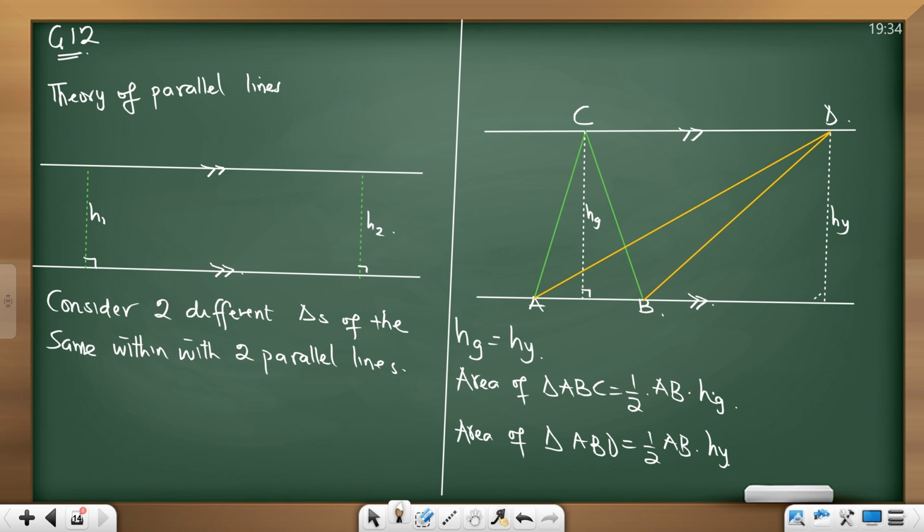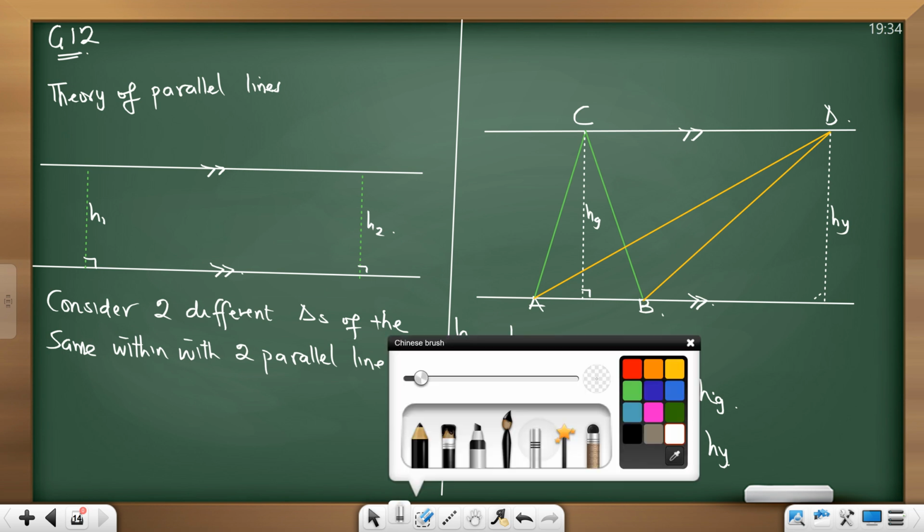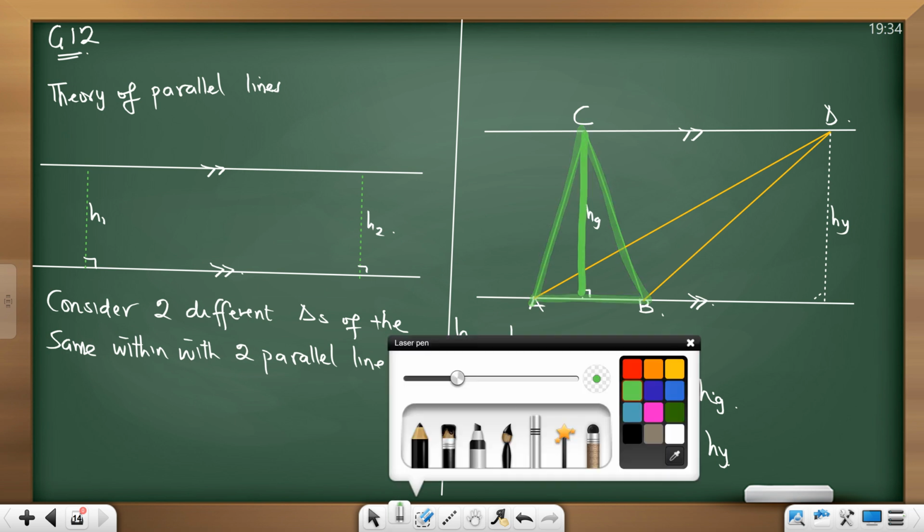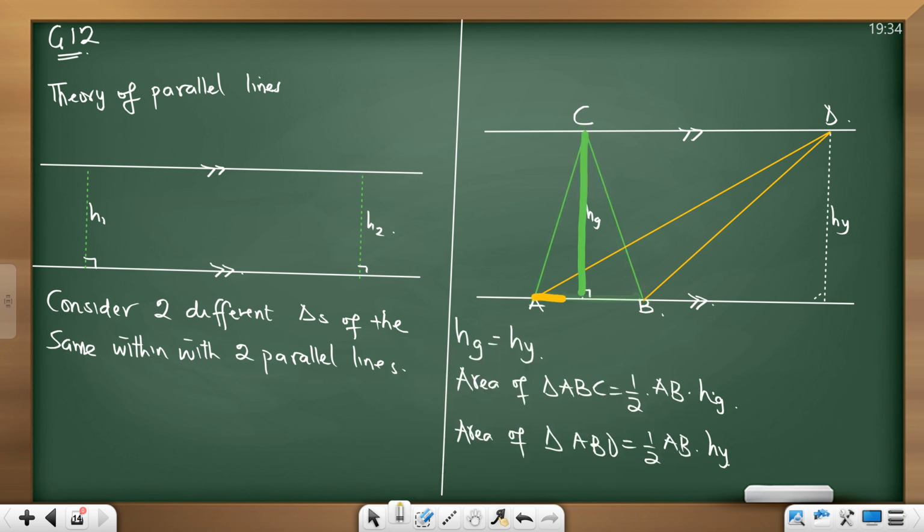Let me know where you are lost. Sir, please explain again. Okay. What is the area of a triangle? Half base times height, right? That's a triangle there. So base and height. That's triangle 1. What about triangle 2? Same formula. Do you notice they have the same base? Yes, sir. And they have the same height? Yes, sir. Good. So half is half, AB is AB, HG is HY.